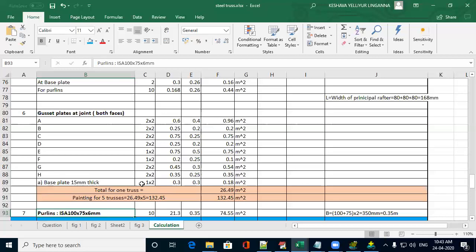Base plate also, 1 multiplied with 2. So you will get 0.18 meter square.